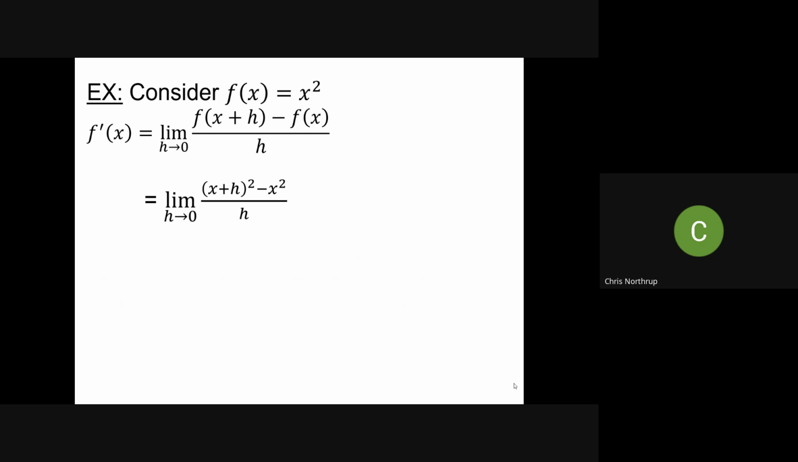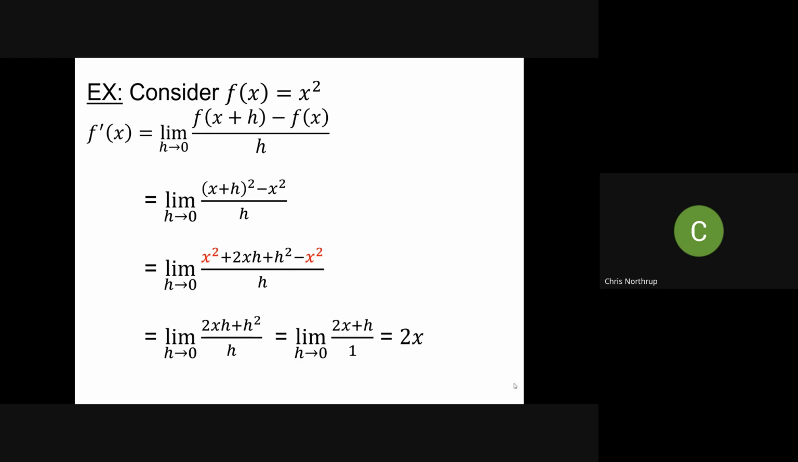If you FOIL that numerator, it looks like you're going to get an x squared and a minus x squared, and those are going to cancel. And then it looks like the numerator has a common factor of h that you can pull out and then cancel with the factor of h in the denominator. So then you get 2x plus h over 1. And now as h goes to 0, you're left with 2x. Keep in mind, h is the thing that we're taking the limit with respect to. We are not really considering x going in any direction.